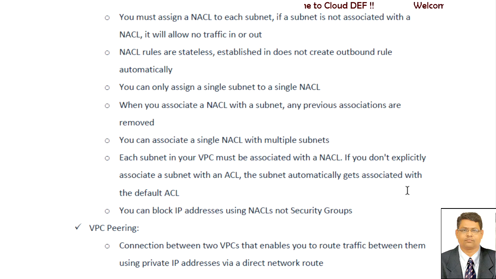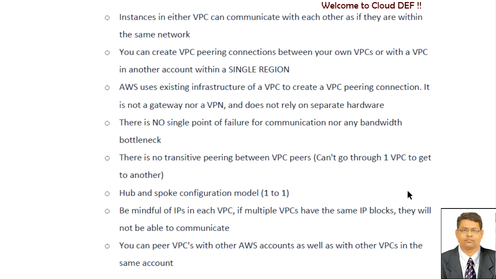VPC peering. A connection between two VPCs that enables you to route traffic between them using private IP addresses via a direct network route. Instances in either VPC can communicate with each other as if they are within the same network. You can create VPC peering connections between your own VPCs or with a VPC in another account within a single region. AWS uses the existing infrastructure of a VPC to create a VPC peering connection. It is not a gateway nor a VPN, and does not rely on separate hardware. There is no single point of failure for communication nor any bandwidth bottleneck.